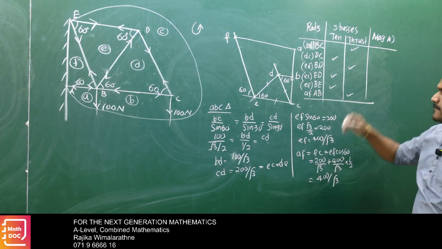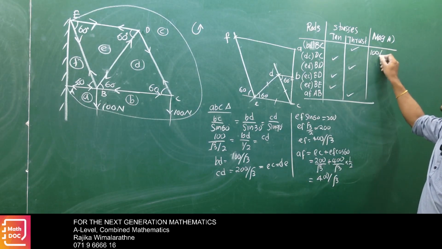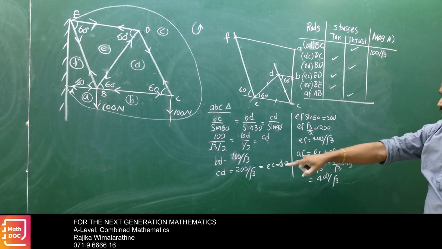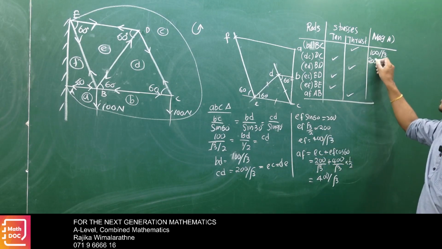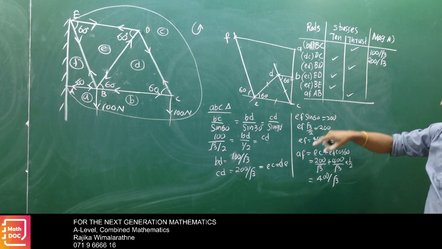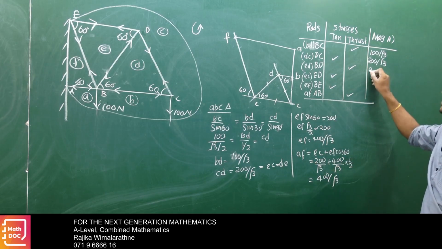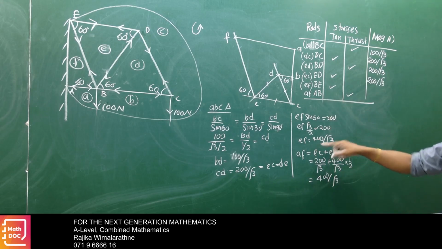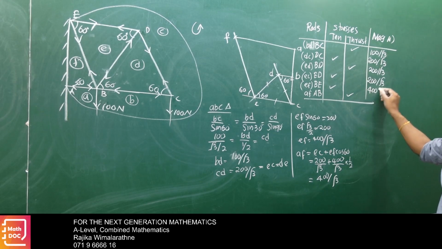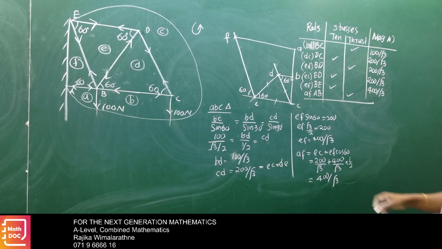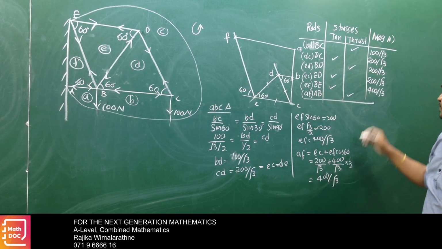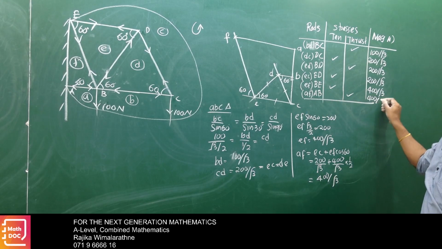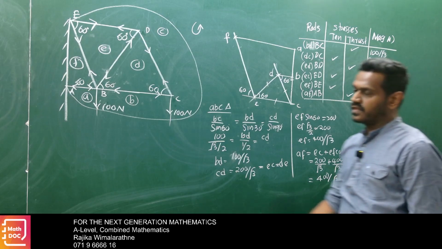BD 100 over root 3, CD 200 over root 3, ED 200 over root 3, EC again 200 over root 3, EF 400 over root 3, AB, that means AF 400 over root 3. Complete it.